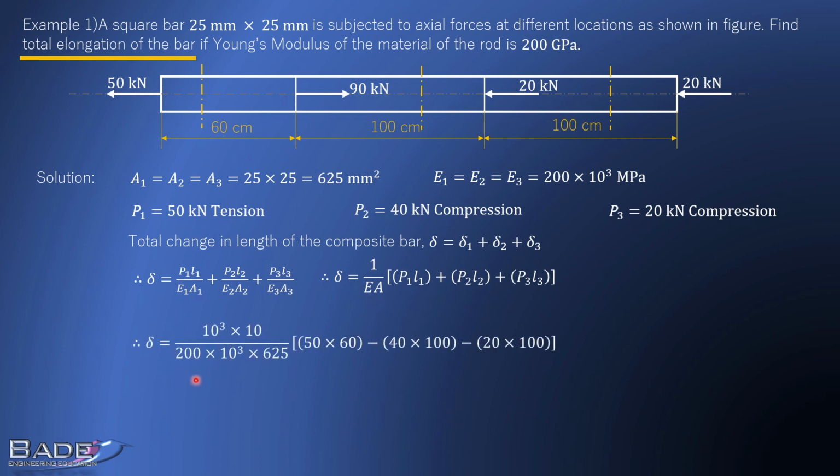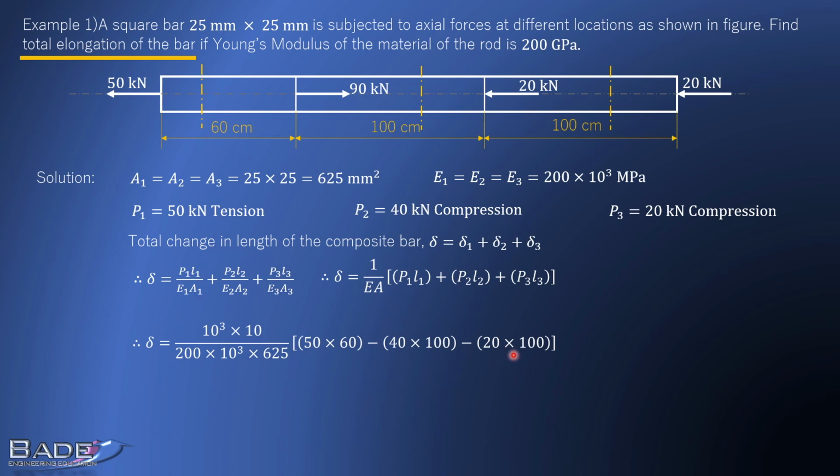So Young's modulus 200 into 10 raised to 3 Newton per millimeter squared. Force in Newton, dimensions in millimeter. Area 625 millimeter squared. Now inside the bracket, P1 L1. What is P1? 50 kilonewton. But it should be 50,000 Newton, 50 into 10 raised to 3 Newton. We should substitute here in Newton. So that 10 raised to 3 factor I have written outside the bracket. So this 10 raised to 3 is for the load 50 into 10 raised to 3. Here it is 40 into 10 raised to 3 and here it is 20 into 10 raised to 3.